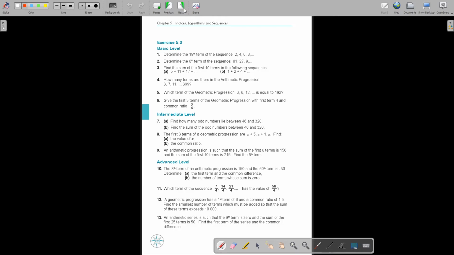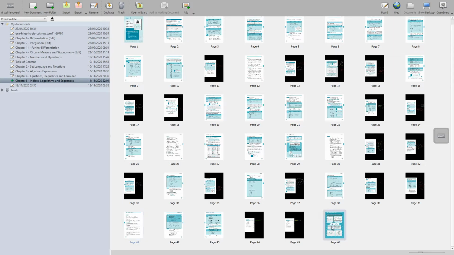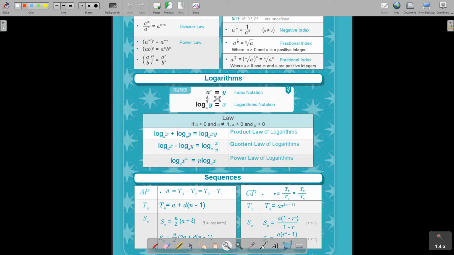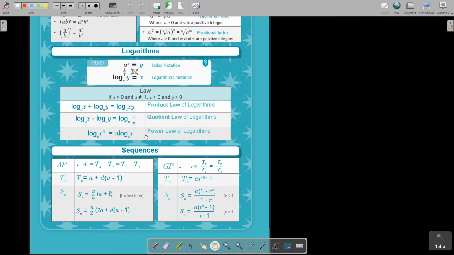Okay, and now we are ready. We did a little bit. But before I start, I just want to say, I'm going to the summary. Please, you have to learn this. Actually, this whole page is important.